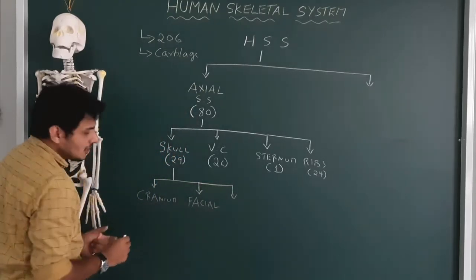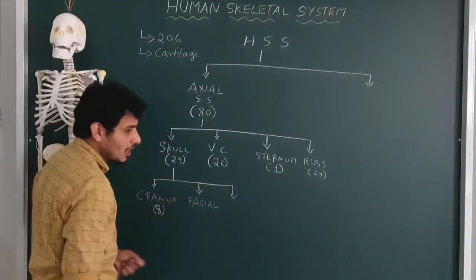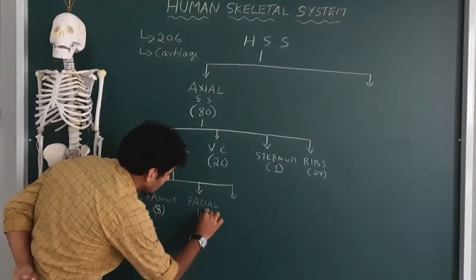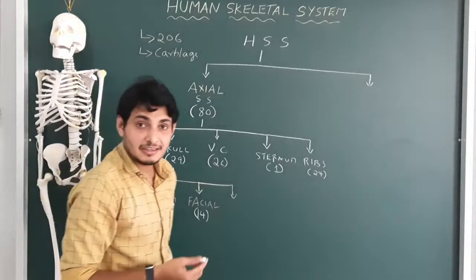Again, if I continue this, let me tell you how many bones are there in the cranium. There are about 8 bones, which makes one cranium. 8 bones are present. Facial, there are 14 bones. So if you count it, 14 plus 8, 22. What about the rest, 7?